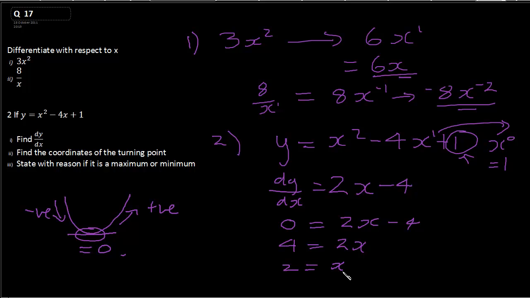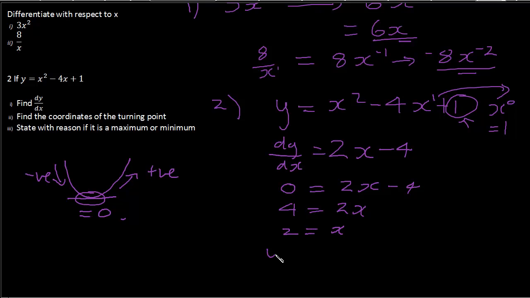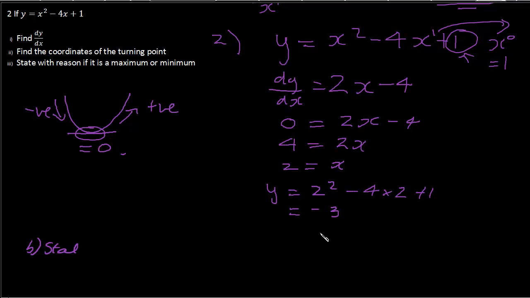To find our y value, let's put x equals 2 back in. Let's give ourselves a bit more space to do this working. So y will equal 2 squared minus 4 times 2 plus 1. 4 minus 8 is minus 4 plus 1 is minus 3. So the coordinates of our turning point are going to be 2, minus 3.